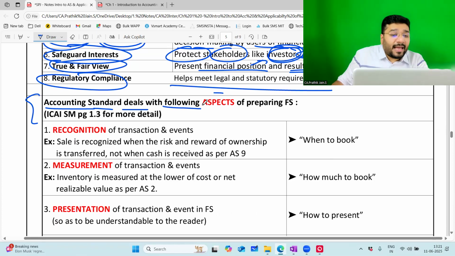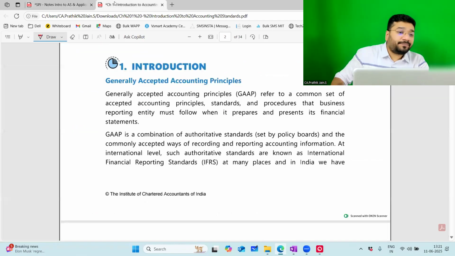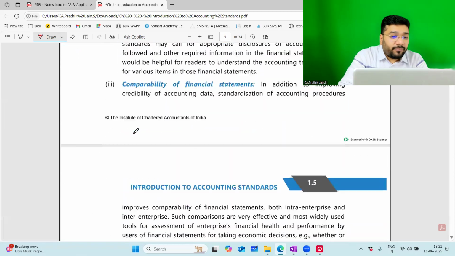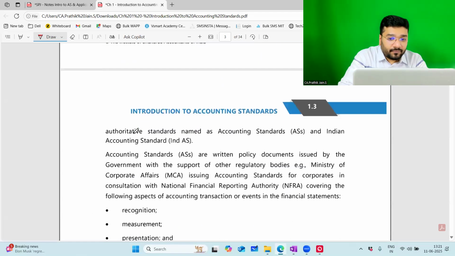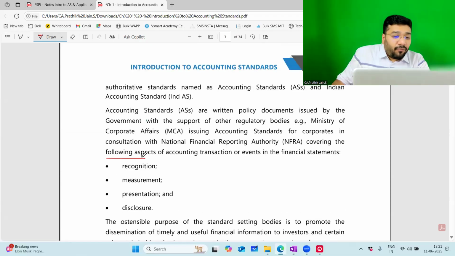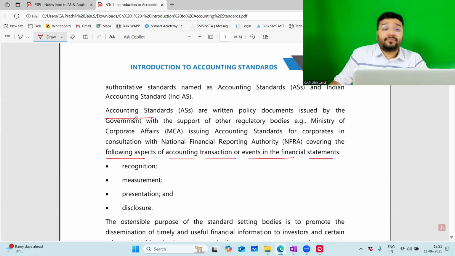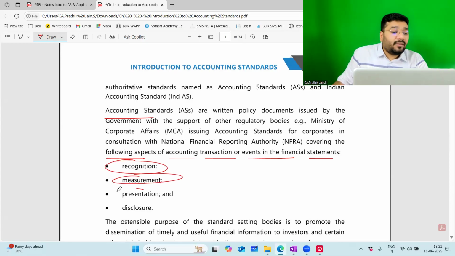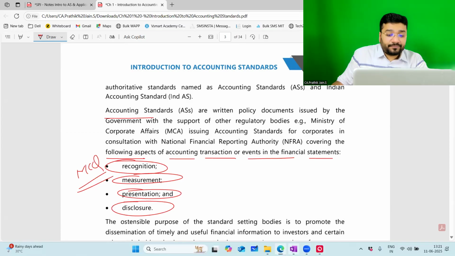Accounting standard deals with the following aspects. You will get a 4-mark question: what are the aspects with which the accounting standard deals? This is on page number 1.3 of the ICA module. We have questions based on this also. The following aspects of accounting transactions and events in the financial statements are dealt with by accounting standards. So what are the 4 aspects? Recognition, measurement, presentation, and disclosure. Again, a 2-mark or a 4-mark question, or could be part of your MCQ. Mostly it will be part of the MCQ.